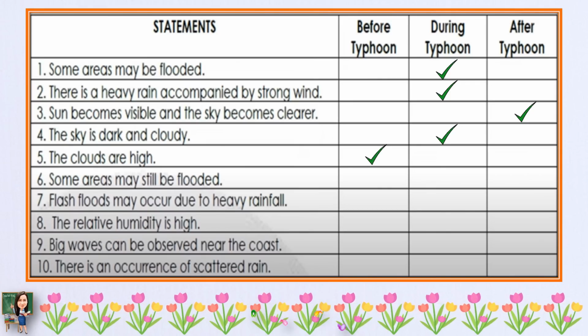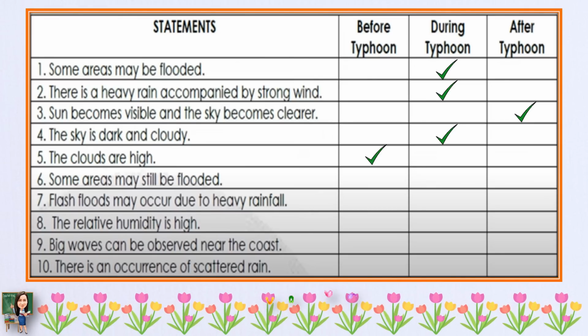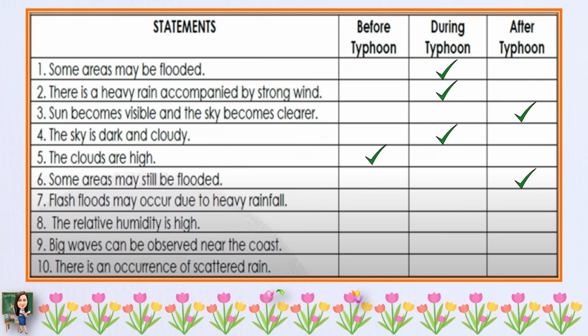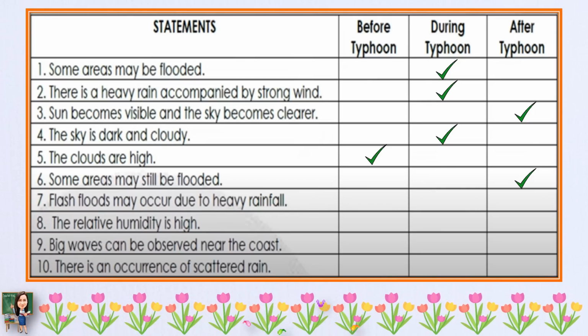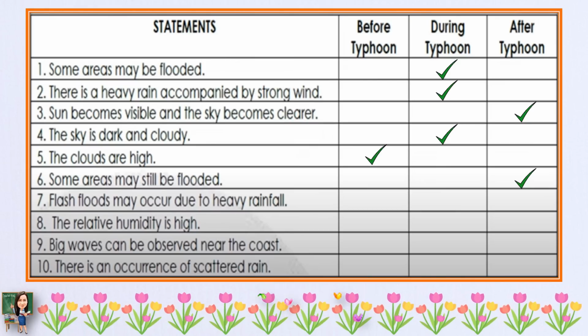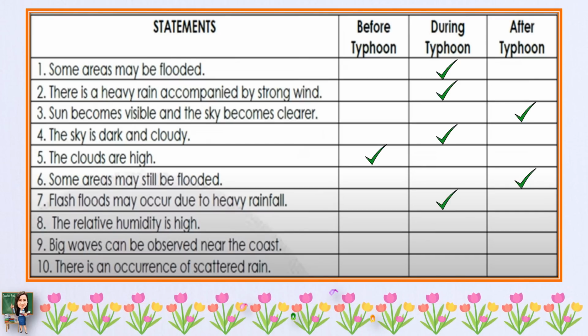Number 6. Some areas may still be flooded. Is it before, during, or after typhoon? Very good. The answer is after typhoon. Number 7. Flash floods may occur due to heavy rainfall. Is it before, during, or after typhoon? Very good. The answer is during typhoon.